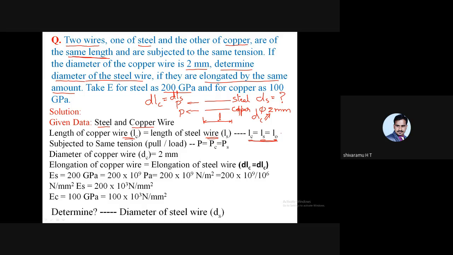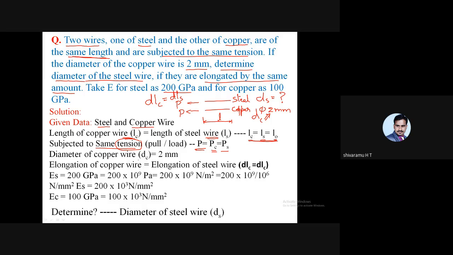L0 is indicating the original length. Subjected to the same tension, whatever the load. Tension means it is the tensile load or a pulling load. So the load we consider by designating with a letter P. So here PC is equal to PS. PC is the load acting on the copper wire and PS is the load acting on the steel wire. Both are equal, so we can take it as P load.